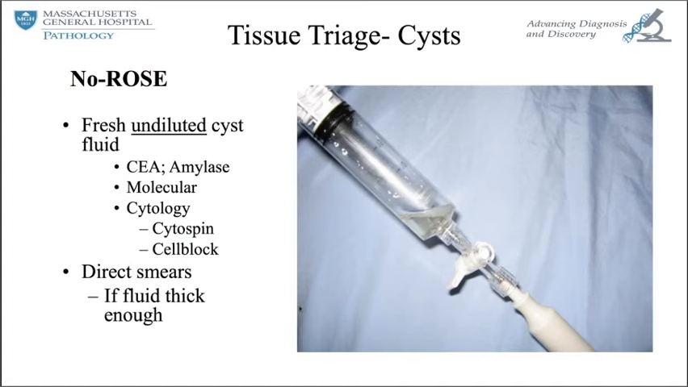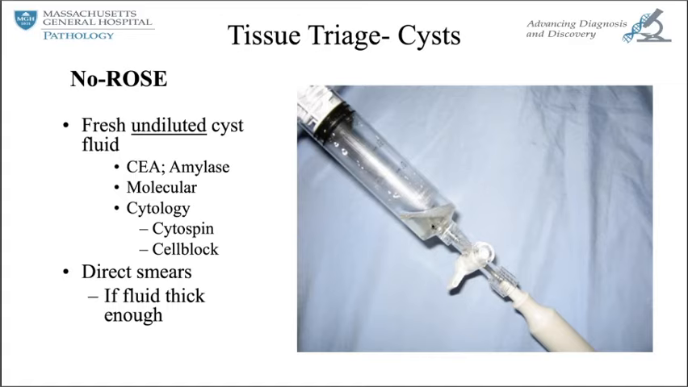So now we're at the bedside of the patient in the EUS suite, and they're draining the cyst fluid. What do you do with that cyst fluid? Well, at MGH, we do not do rapid on-site evaluation. It's absolutely a waste of resources to take a little piece of that fluid and try to smear it on a slide. It's not going to affect what that gastroenterologist does with that cyst, because they are going to drain that cyst of as much fluid as possible.